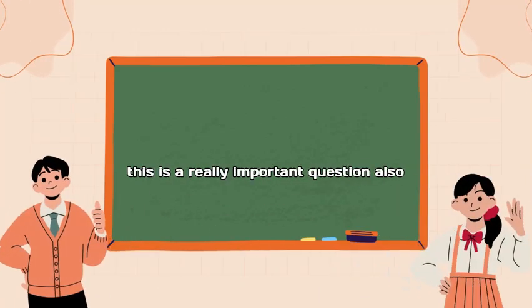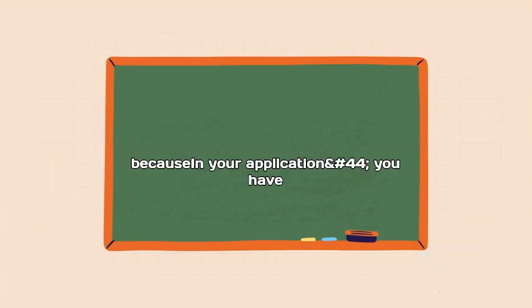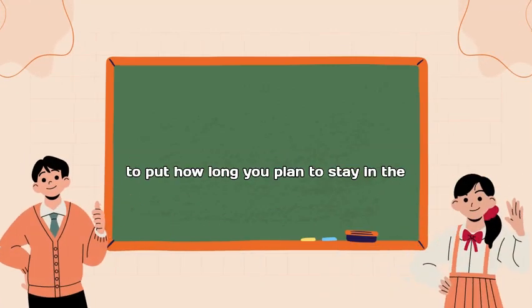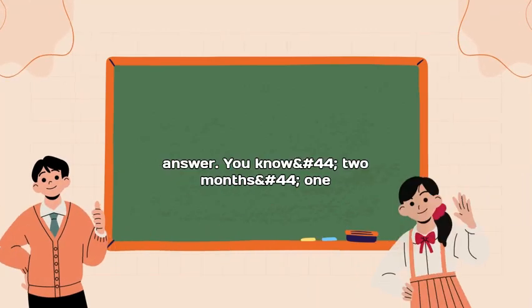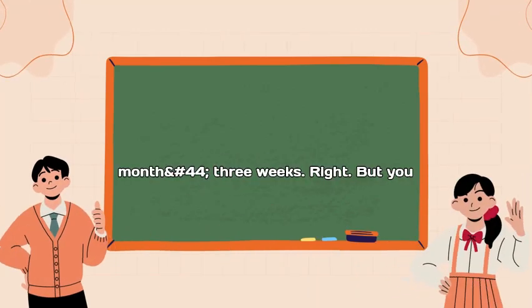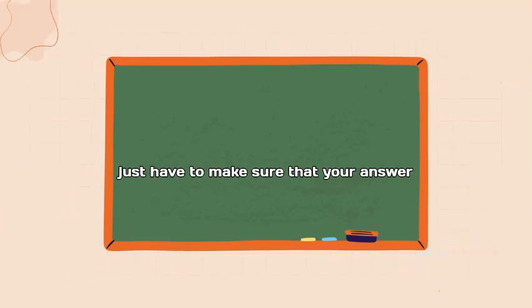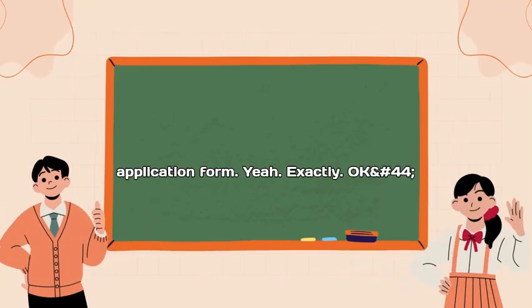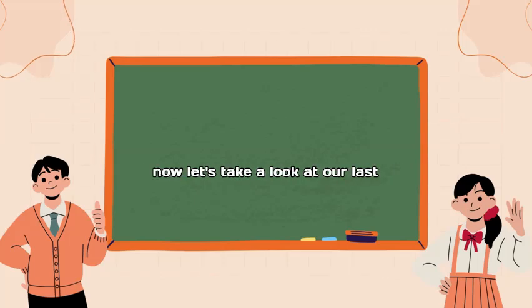Okay, so this is a really important question also because in your application, you have to put how long you plan to stay in the U.S. Right. It's a pretty straightforward answer. 2 months, 1 month, 3 weeks. Right. But you just have to make sure that your answer matches what's written in your application form. Yeah. Exactly. Okay, now let's take a look at our last question.